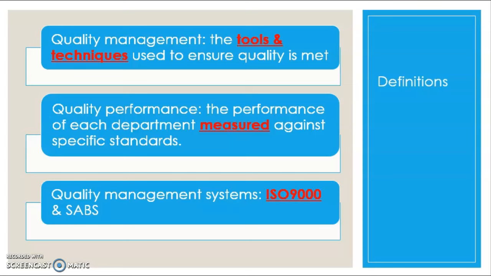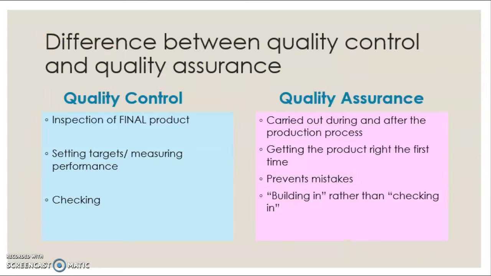Now, the last concept is what we talk about as quality management systems. These are systems that exist within the workplace. ISO 9000 and the South African Bureau of Standards are quality management systems that are used to check on the performance and the management.